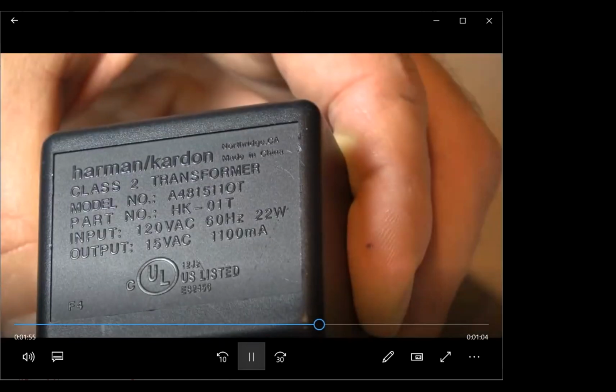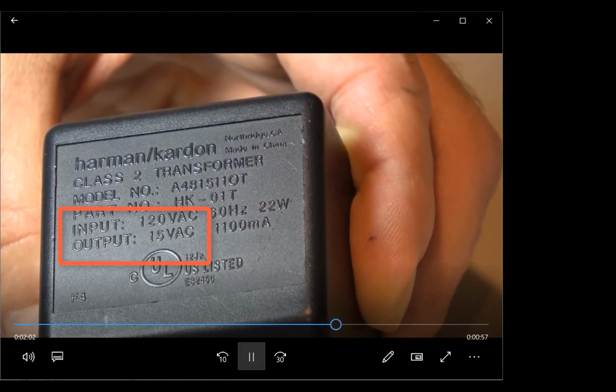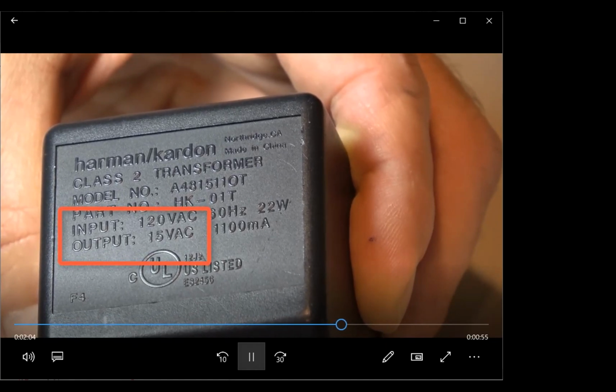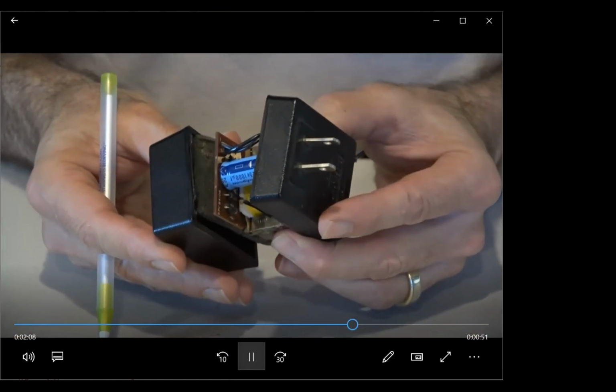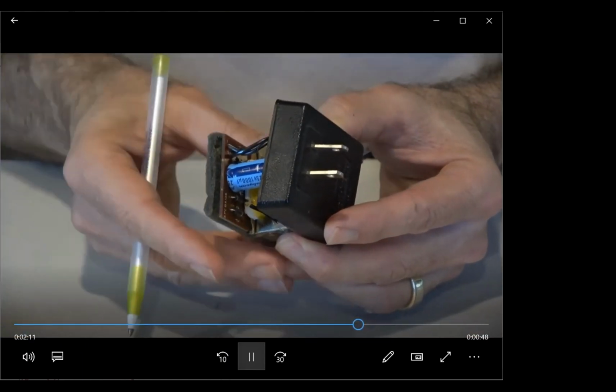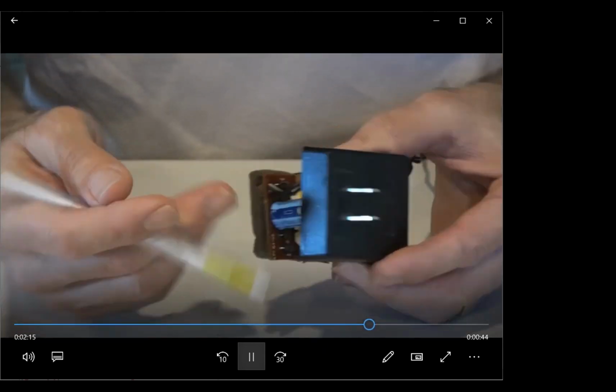Let's take a closer look at this black box and see what it's supposed to do. It takes in 120 volts AC and puts out 15 volts AC. That's very unusual for one of these black boxes to put out AC voltage. Let's see if this is a more common black box.